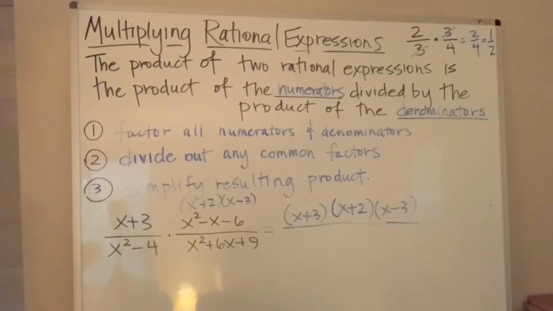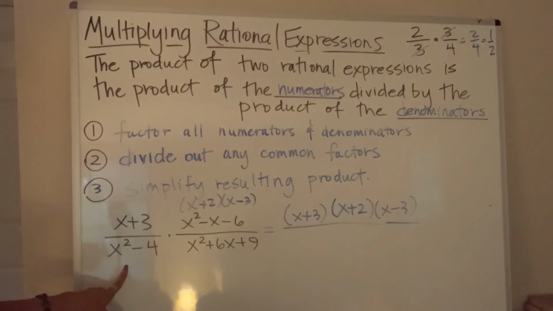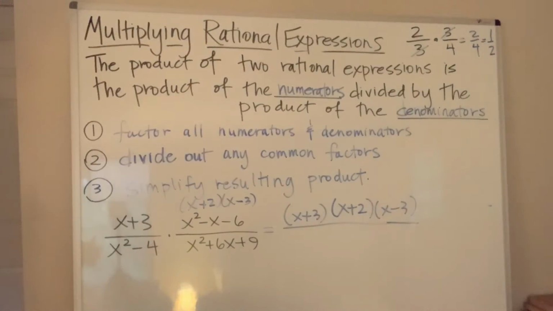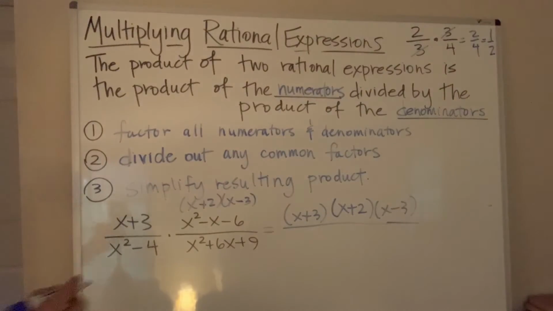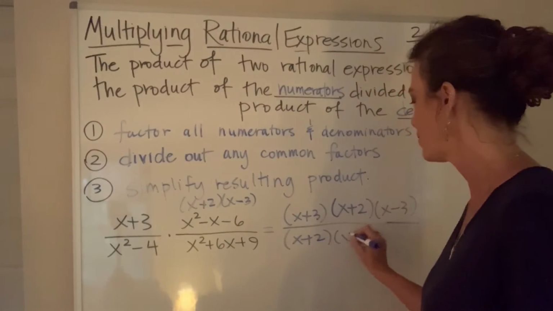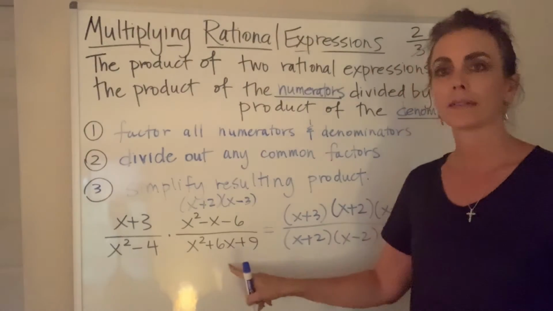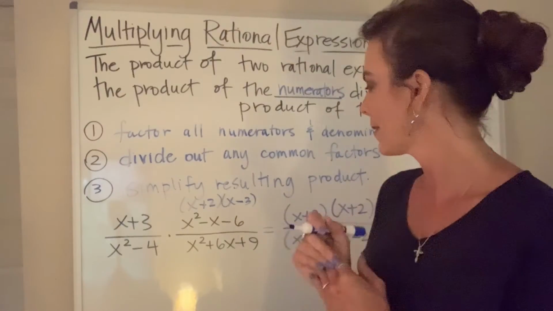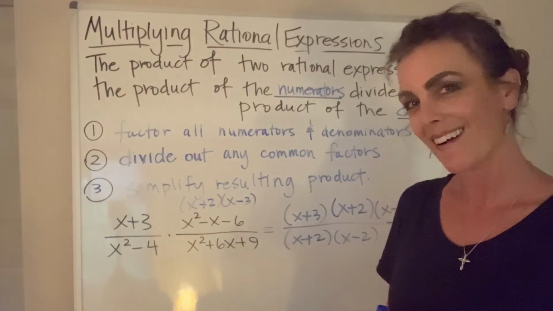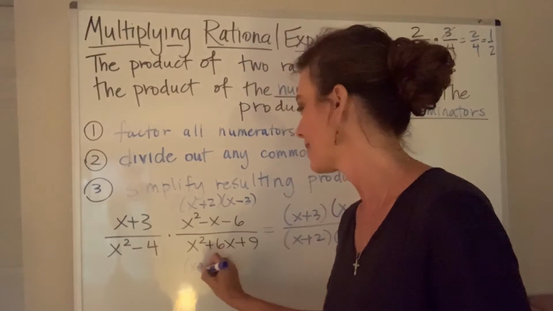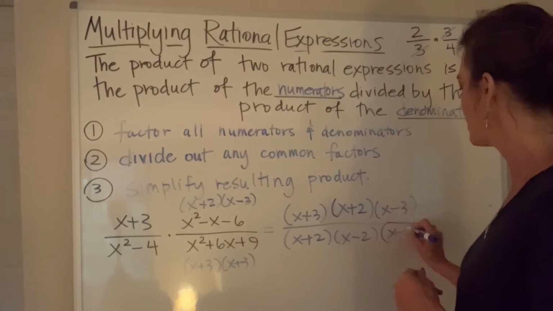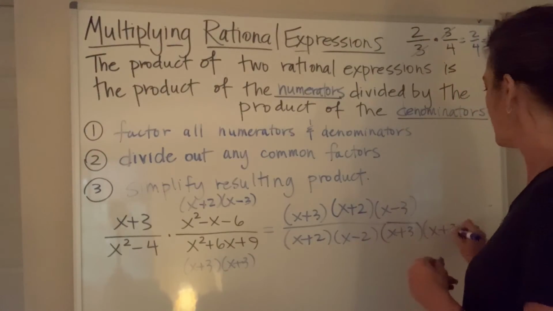All right, so now let's look at what we got going on here. We have x squared minus 4. Do you recognize that as a difference of squares? You should. And so that's going to be x plus 2 times x minus 2. And then I've got x squared plus 6x plus 9. And I want to think about things that multiply to make 9 and add to make 6. Do you know what they are? Hopefully you were able to say that that's x plus 3 times x plus 3. All right, so I've got x plus 3 times x plus 3.